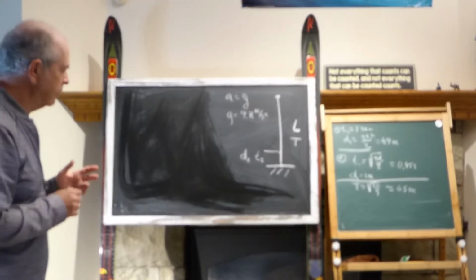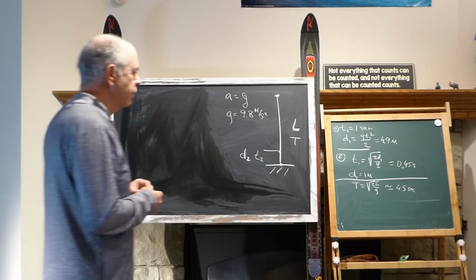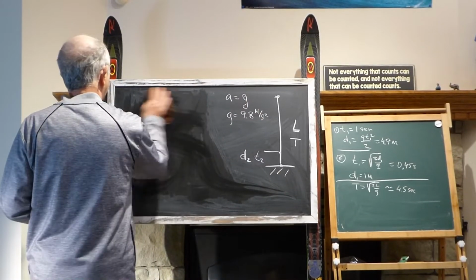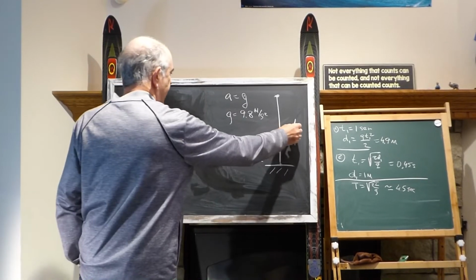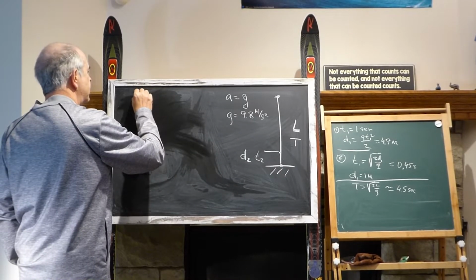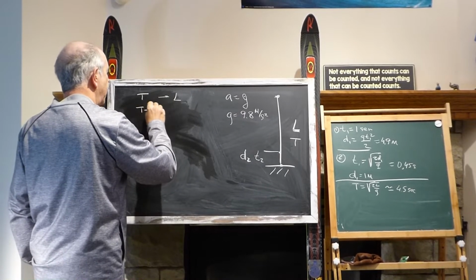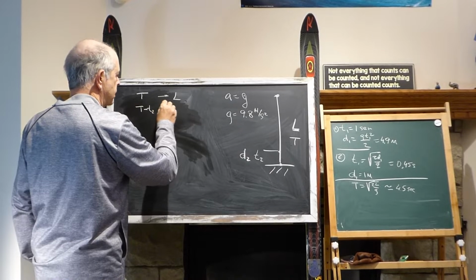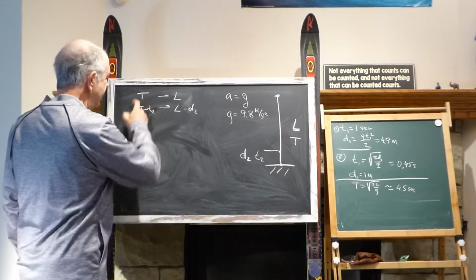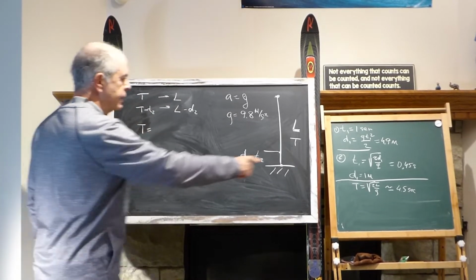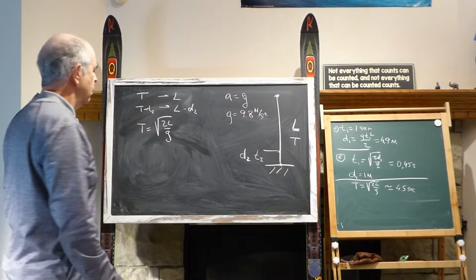Let's say that we know this distance d2, the last meter, and we want to find this time. So we can say that the distance that is covered in time T is L, and the distance that is covered in T minus t2 is L minus d2, right? T, let me rewrite this formula again, square root of 2L over g, right?